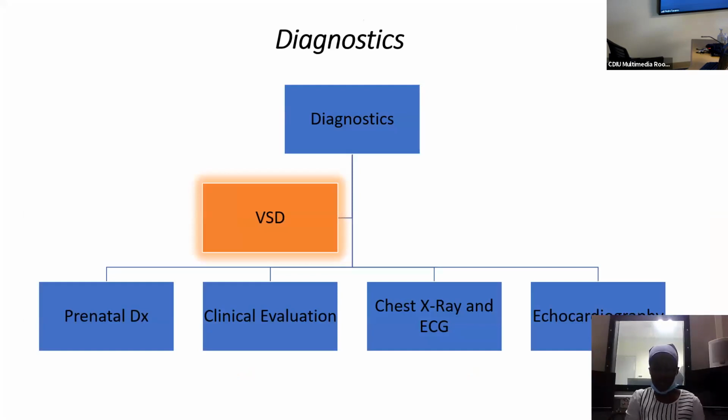So to diagnose a VSD, there are four important diagnostic tools that we need. The first being clinical evaluation, then a chest X-ray, an ECG, and lastly an echocardiography.